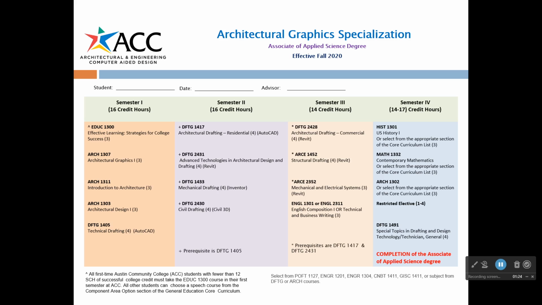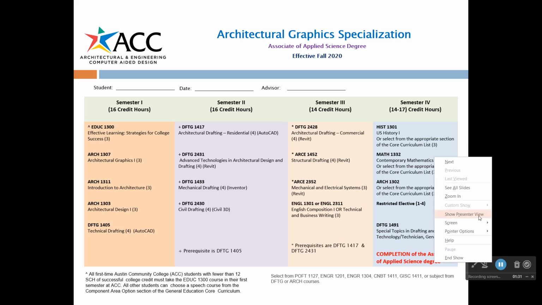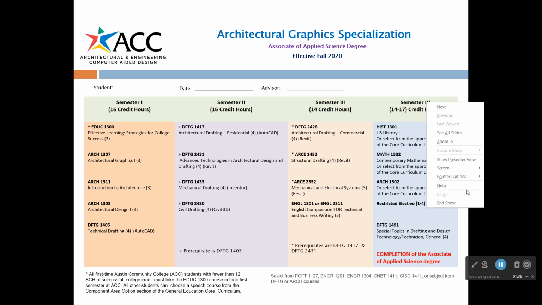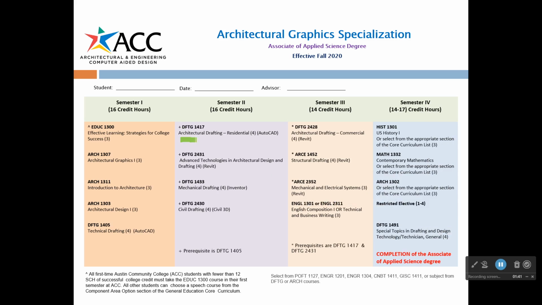So you're in 1405 now, and since you finished 1405, the courses you could take next semester would include Dftg 1417. Dftg 1417 is the architectural drafting course that covers residential architecture. This course, as it says right here, uses AutoCAD, and Dftg 1405 is a prerequisite for taking that course.